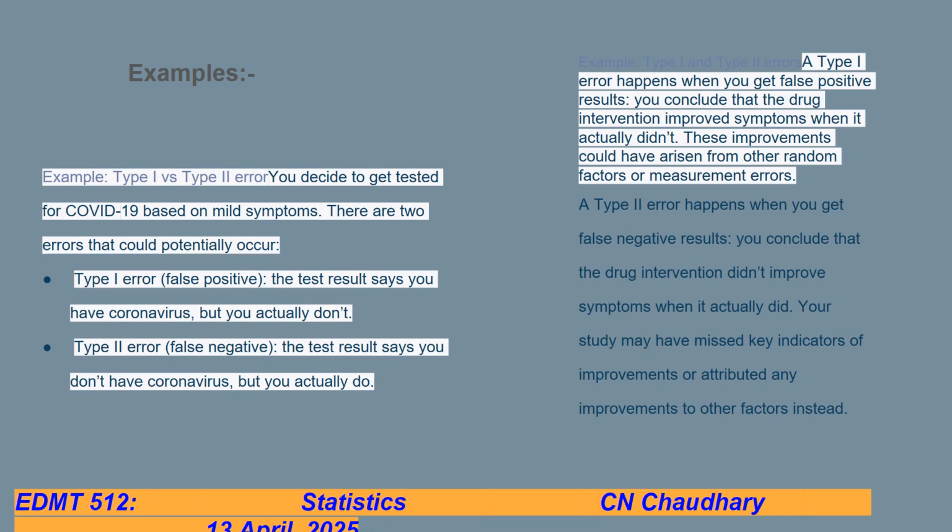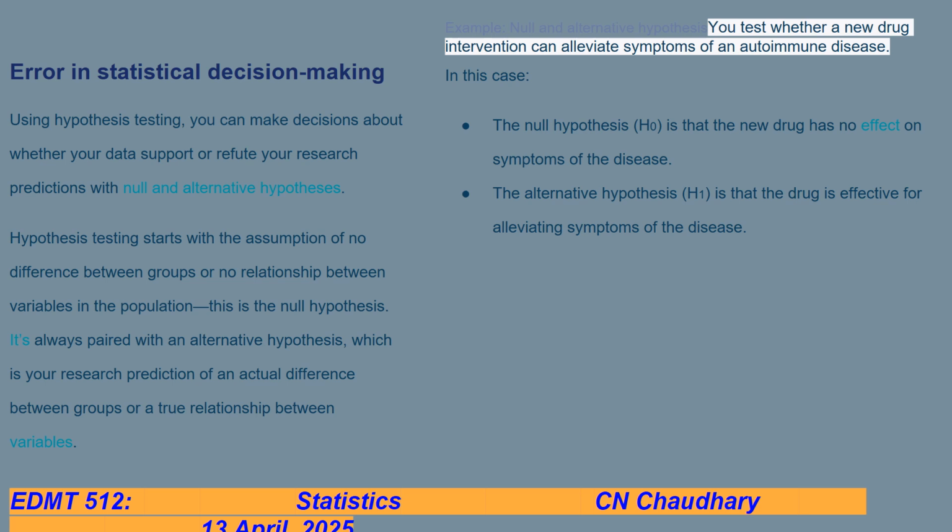Now, these are the examples of type 1 and type 2 errors which we are seeing on the screen. Furthermore, error in statistical decision making is explained here. Using hypothesis testing, you can make a decision about whether your data support or refute your research prediction with null and alternative hypotheses.